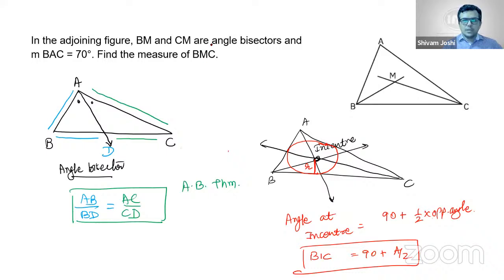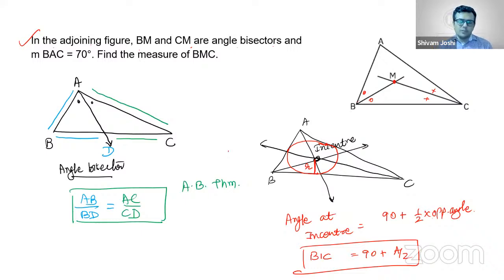Okay, so please make sure that you have taken note of these properties. In the adjoining figure, now let's discuss a question based on the same. In the adjoining figure, PM and CM are angle bisectors. So you can see in this diagram that PM is the angle bisector, so these two angles are equal. CM also is an angle bisector, so eventually M becomes your incenter.